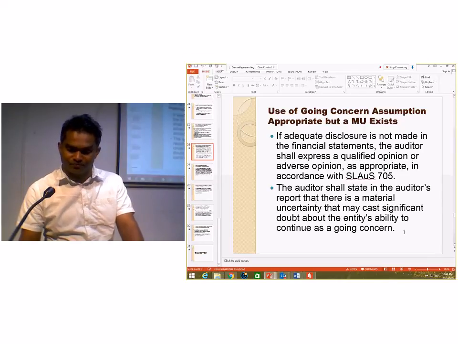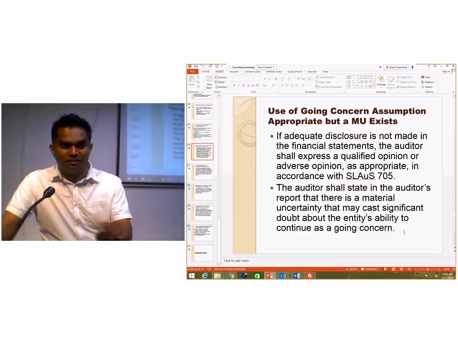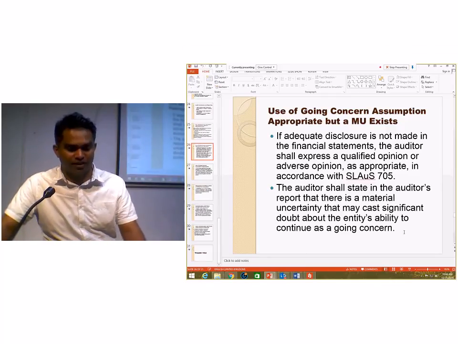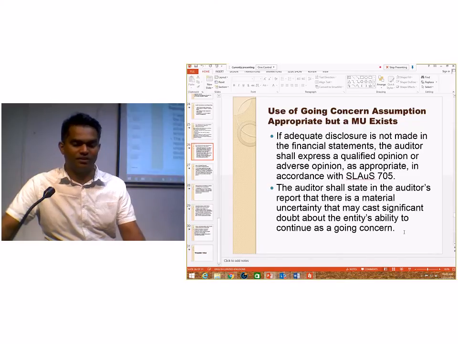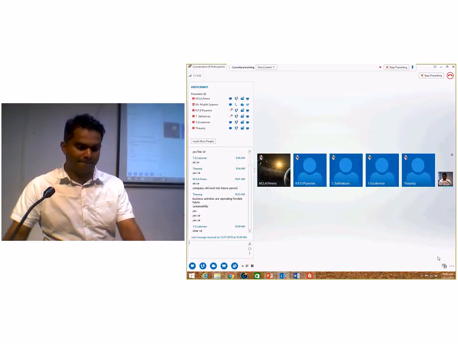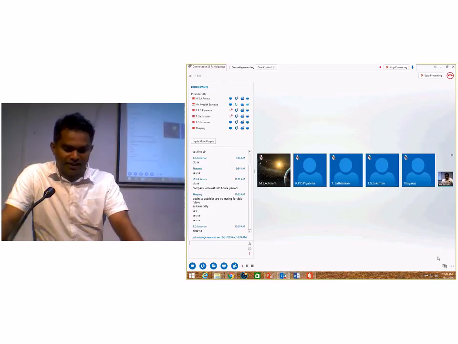So how do you collect the audit evidence, and if you have a reasonable doubt on the going concern assumption, what is your reporting on that? That will be a blank point for now, to be discussed with SLAUS 706 and 705, right? So that is what you want to know under going concern. Clear? Any comments? If you are clear on this, we can move on to the next.